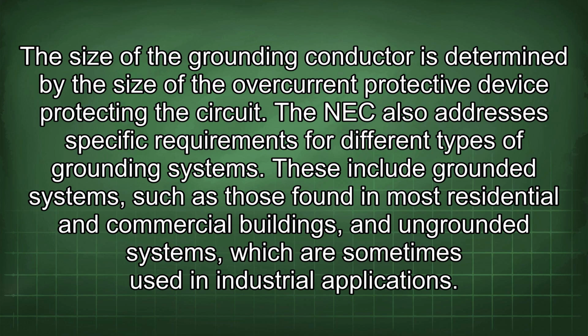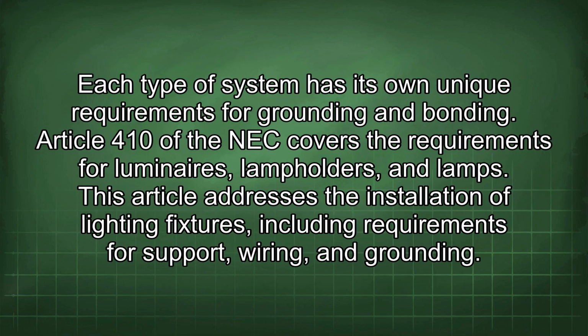The NEC also addresses specific requirements for different types of grounding systems. These include grounded systems, such as those found in most residential and commercial buildings, and ungrounded systems, which are sometimes used in industrial applications. Each type of system has its own unique requirements for grounding and bonding.